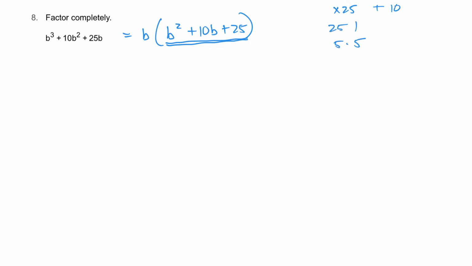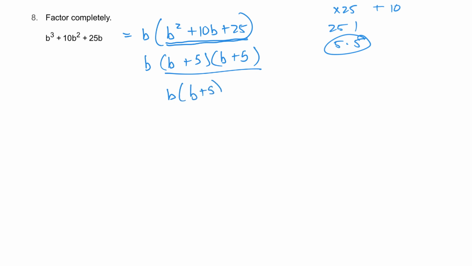This one, factor completely. Okay, common factor. It looks like there's a common b. So I can take a b out, left with b squared plus 10b plus 25. This is that quadratic, and so I look for two numbers that multiply to 25 and add to 10. 25 and 1, 5 times 5, there it is right there. So I can rewrite that as 2 brackets, split the b squared up, split the 25 up. Again, since both of these are the same, might as well rewrite it like that.